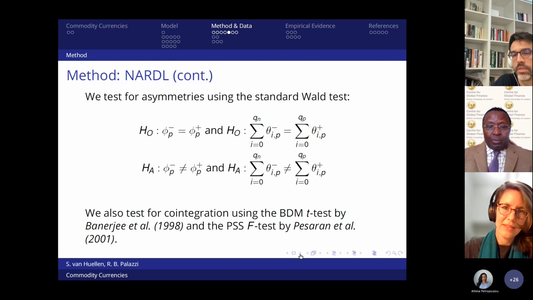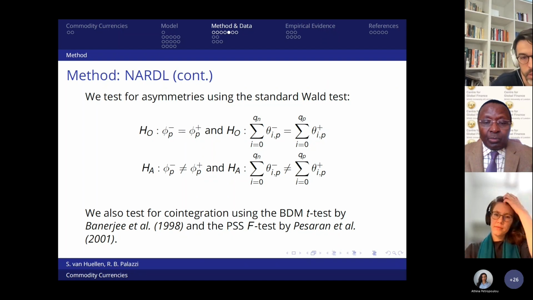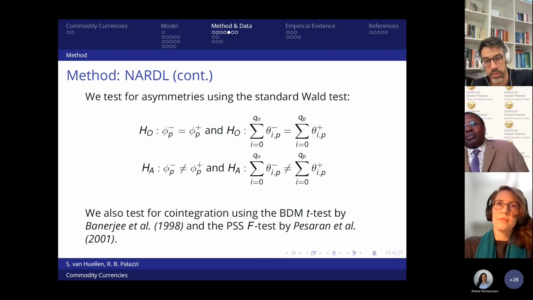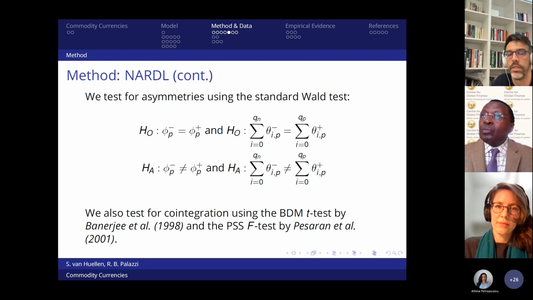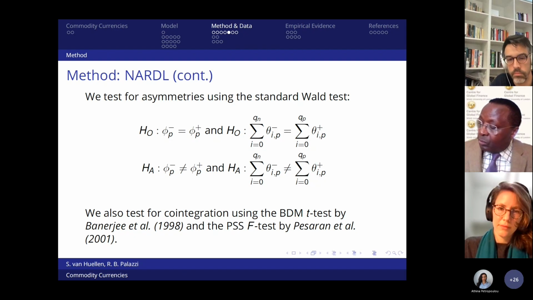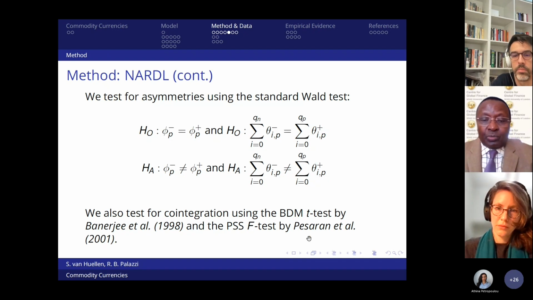To understand the asymmetries in the model, we use the standard Wald test. So pretty much our null hypothesis is whether we can reject the null hypothesis of being asymmetric. And we also test for cointegration using the BDM test and the Pesaran 2001 test. This is pretty much the standard steps to test for the NARDL.